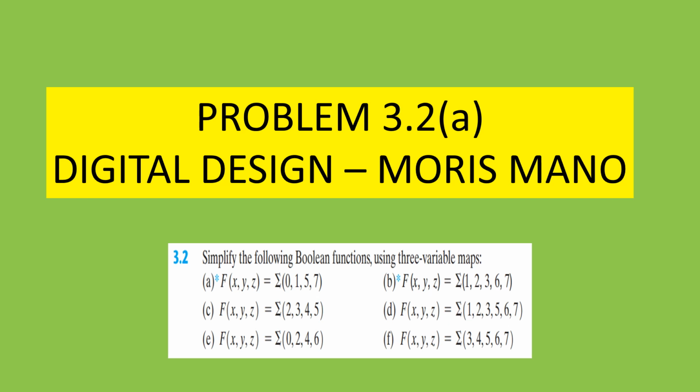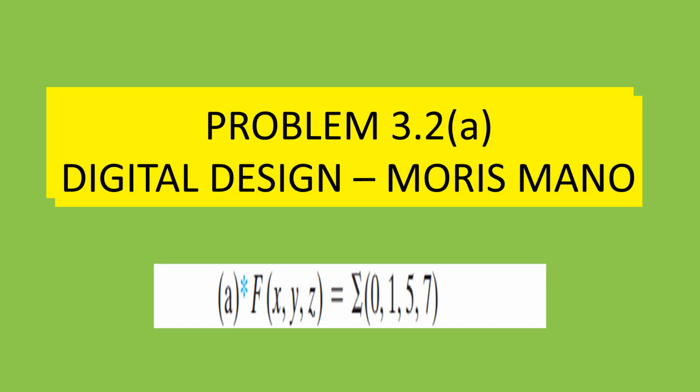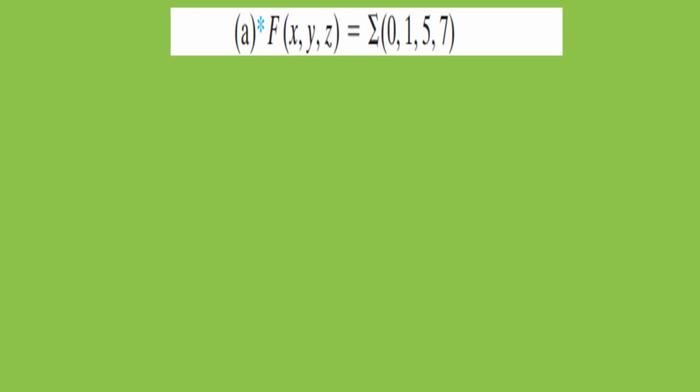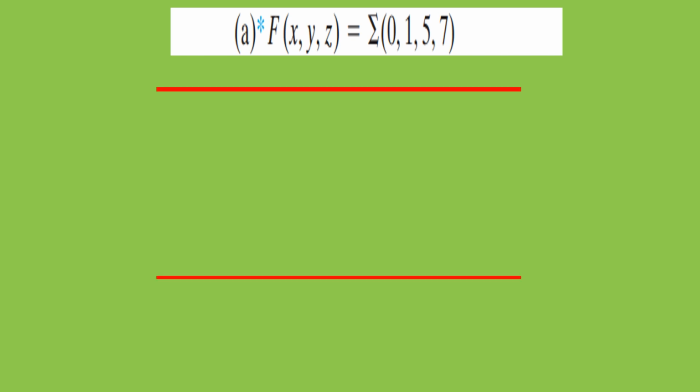Now we are going to solve problem 3.2a from Digital Design by Morris Mano's 5th edition. The question is to simplify the Boolean functions using 3 variable maps. In 3.2 we have taken the first problem, that is problem A, and it is given as f of x, y, z equal to the summation of the minterms 0, 1, 5, 7, and this function has 3 variables, hence we draw a 3 variable K-map.